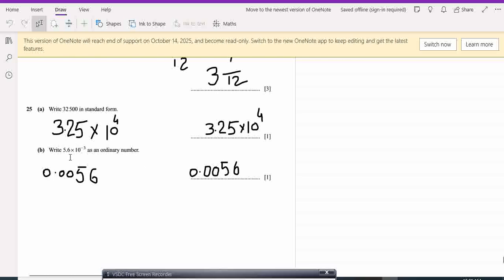Next is convert it into an ordinary number. That is the other way around. For 10 power minus 3, you have to move the decimal point 3 digits towards the left. The 5 is 1 digit here, 2 more digits, so you can put 2 zeros here and then put the decimal point. So the answer will be 0.0056. So 0.0056 is equivalent to 5.6 into 10 power minus 3. That's the answer.